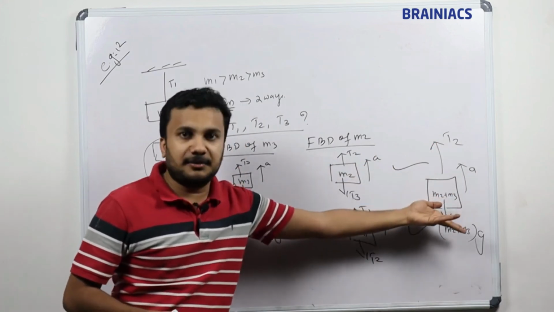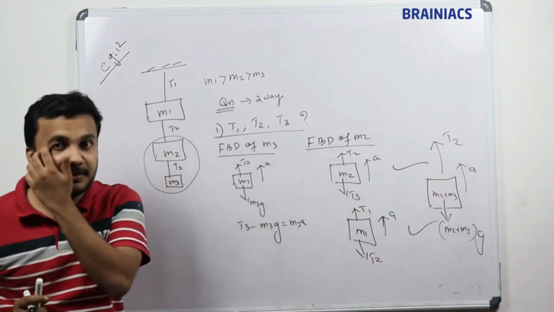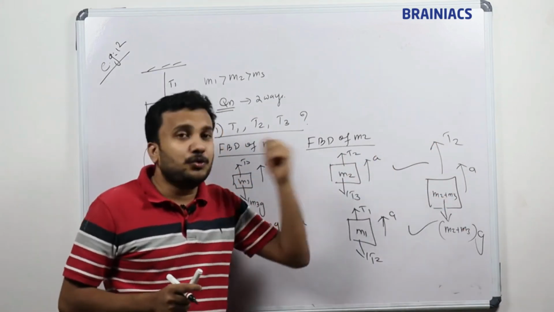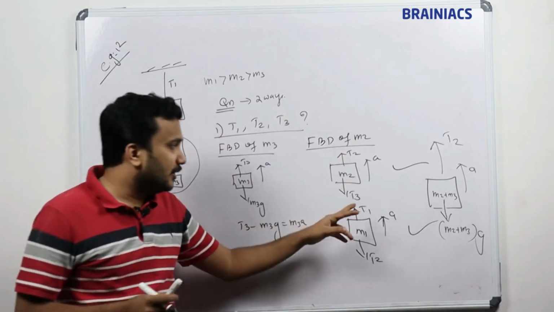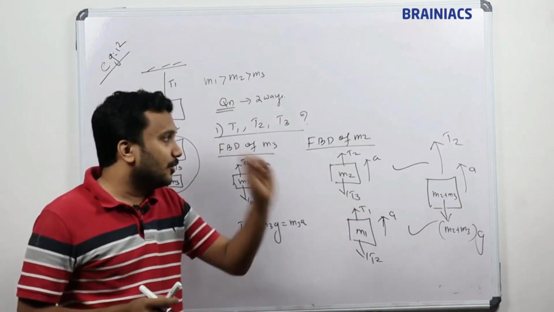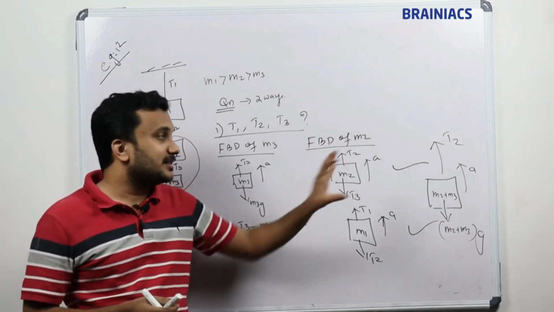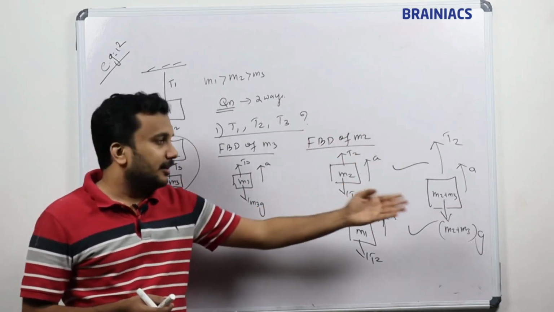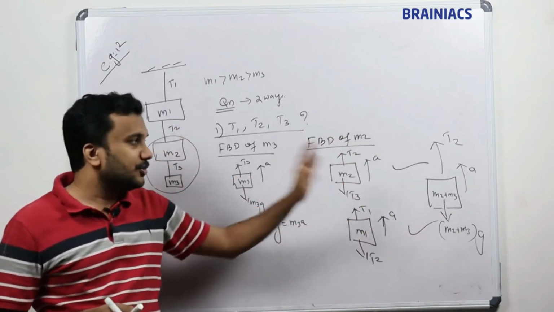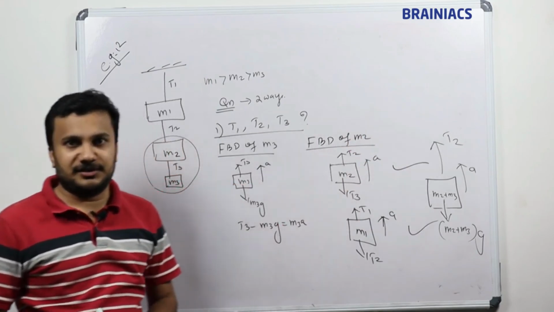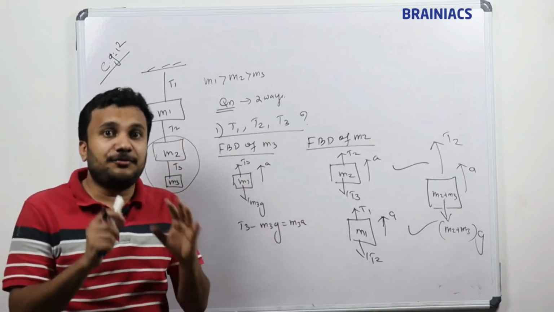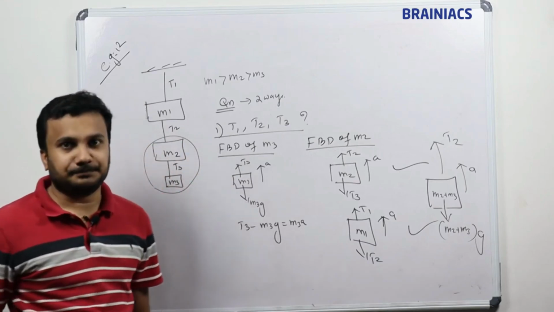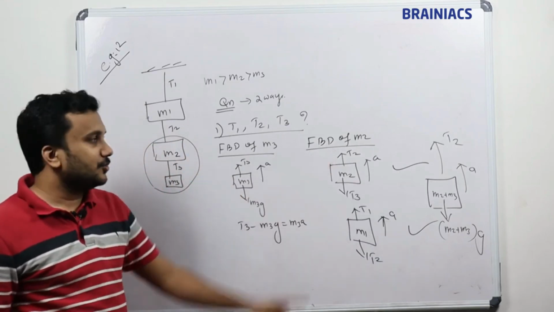But if you combine these two and put it here, and draw a free body diagram like a combination of two bodies, what is the advantage? You don't have to unnecessarily find T3, you don't have to unnecessarily find T1. You can directly use this combined free body diagram, and the M2 plus M3 value will be given in the question. You can substitute and find the answer. So unnecessary wastage of time can be avoided if you have the option to club the bodies. This is one option.